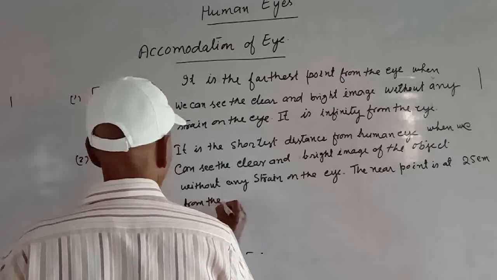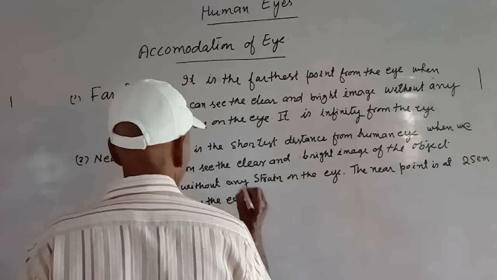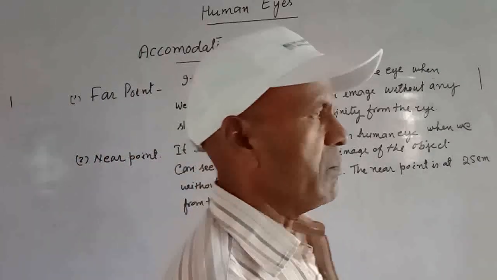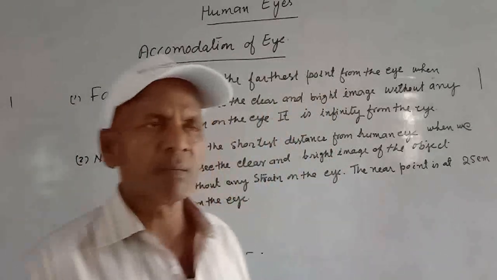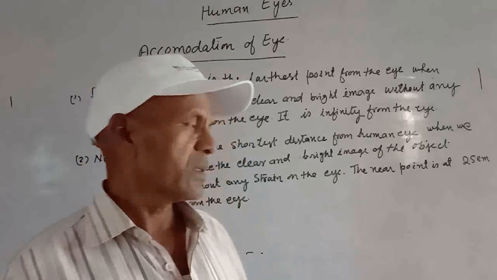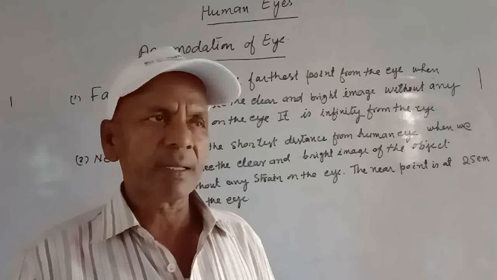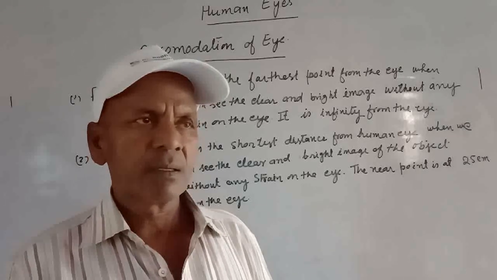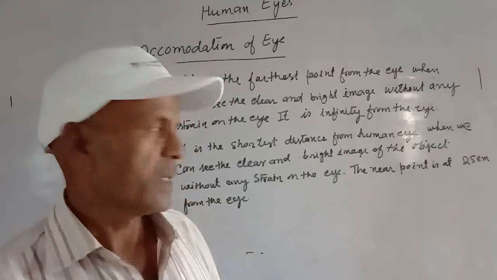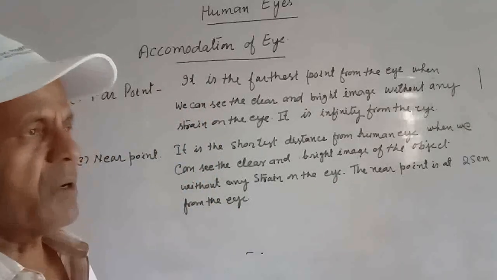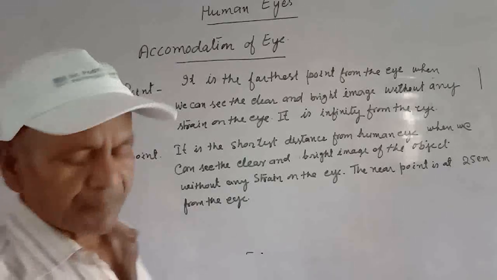It means the object must be at a minimum of 25 centimeter distance. We can see the object without any strain with our eye. This is called the near point, at 25 centimeter away from the eye.